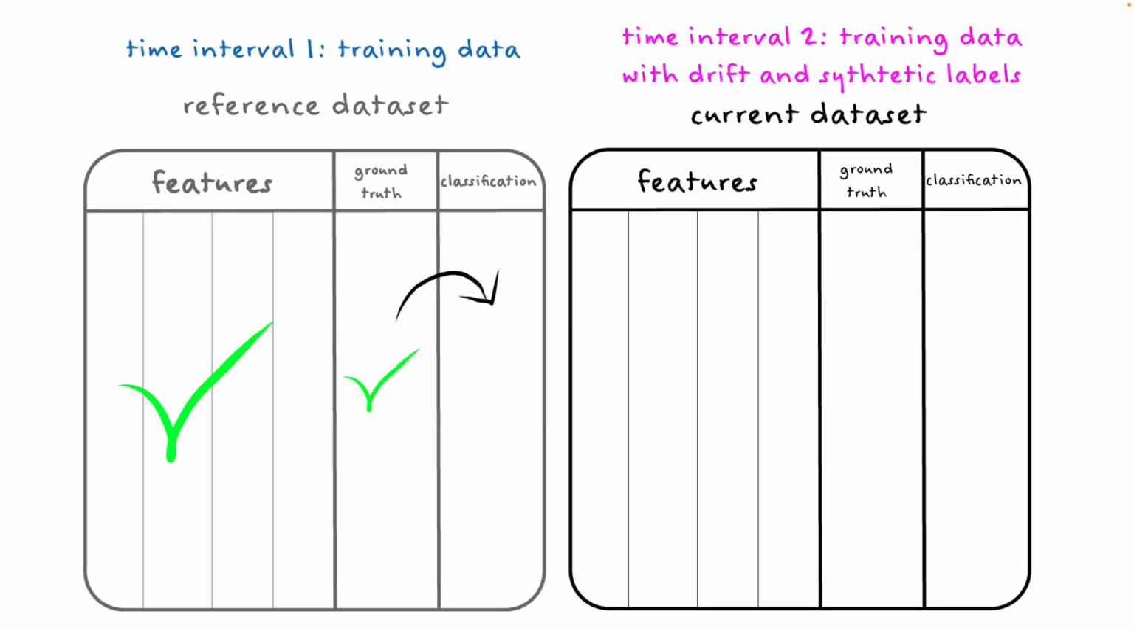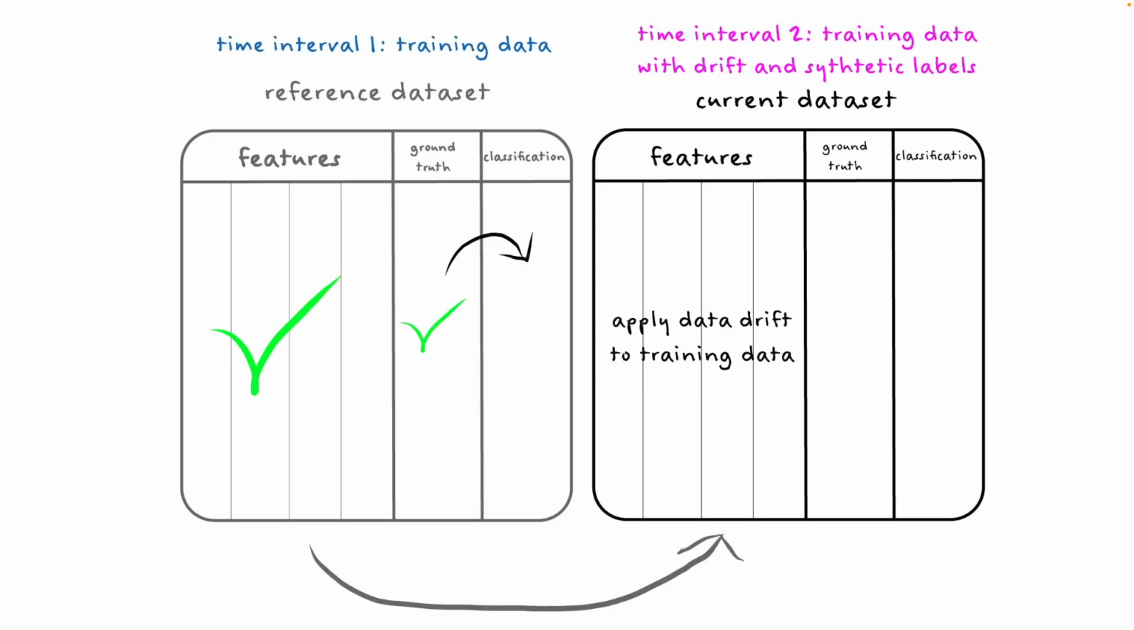But for time interval 2, we want to make things interesting. So what we'll do is take the features from our training dataset and apply data drift to the features. We'll then feed these features to the model and generate classifications, and then we'll simulate the behavior of a labeling team by creating ground truth labels. And the ground truth labels will determine the performance of the system in time interval 2.